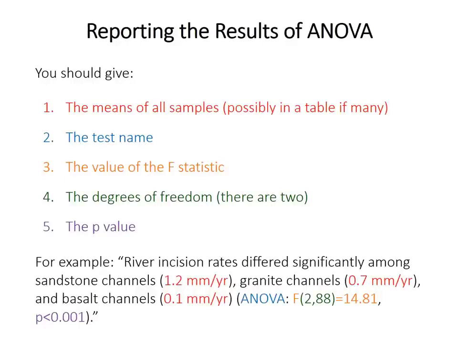So here's an example of how you might phrase such a result. And I'll point out that you should always describe the ANOVA results, and then if they are significant, as is the case here in the example, you should separately describe the result of a post hoc Tukey test. If your ANOVA overall is not significant, there's no need to do a Tukey test because you already know there's no significant difference between the means.